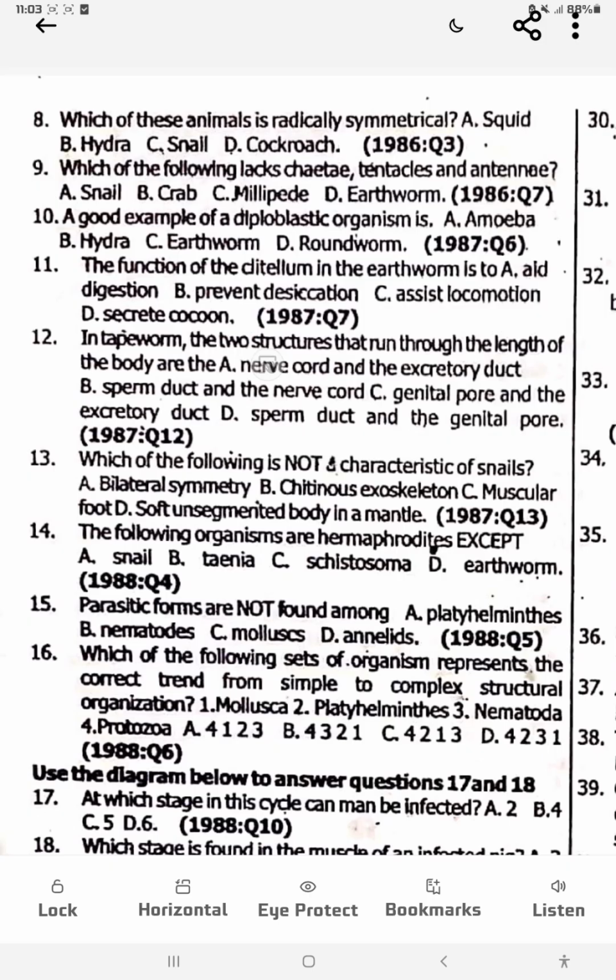I'll give you the example. I already told you about diploblastic now. I've given a note on it.